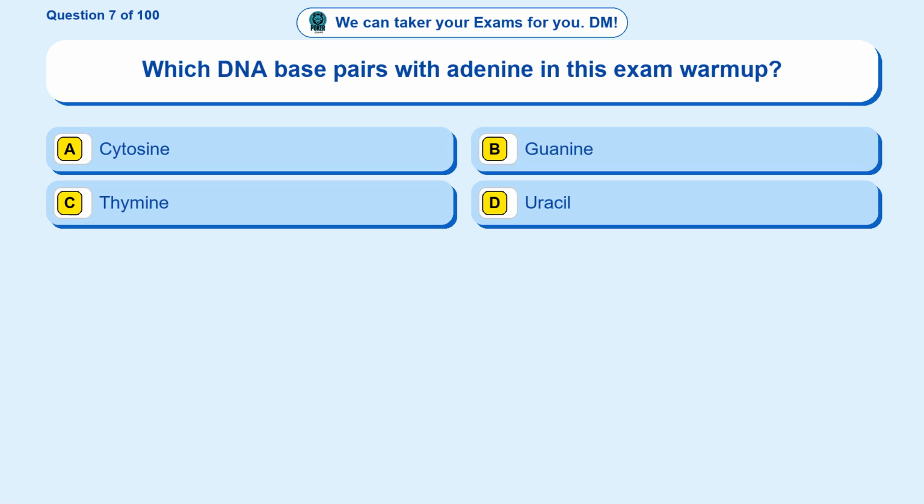Question 7. Which DNA base pairs with adenine in this exam warm-up? Option A, cytosine. Option B, guanine. Option C, thymine. Option D, uracil. The correct answer is option C, thymine.